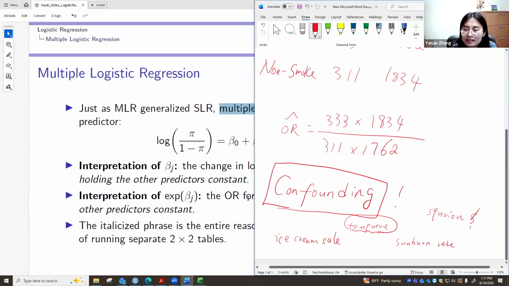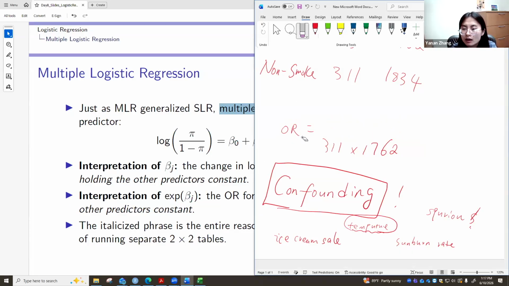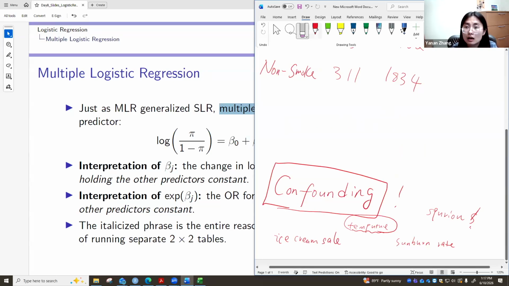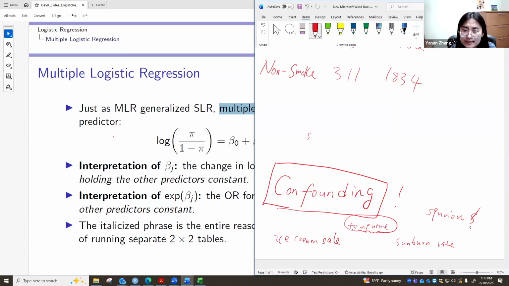Let me share another example about confounding. That is, researchers find a sex difference in terms of the probability of developing malaria. Okay, people find males tend to have a higher probability or higher odds of developing malaria.